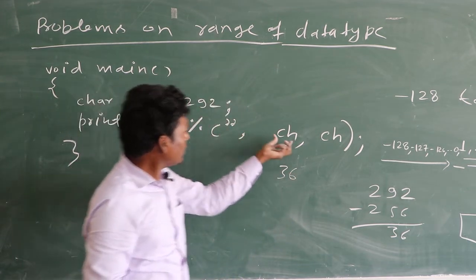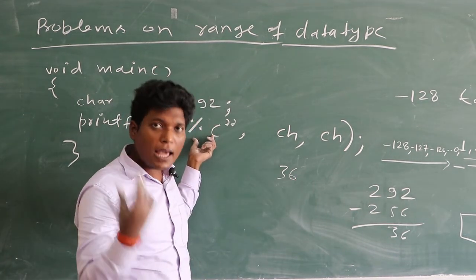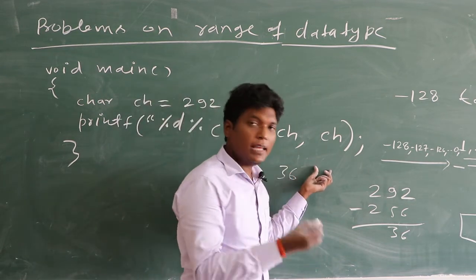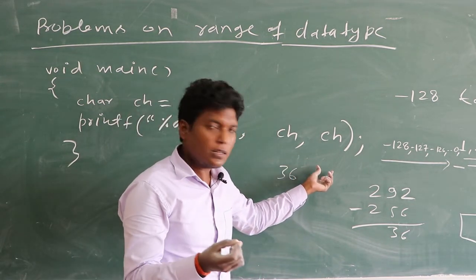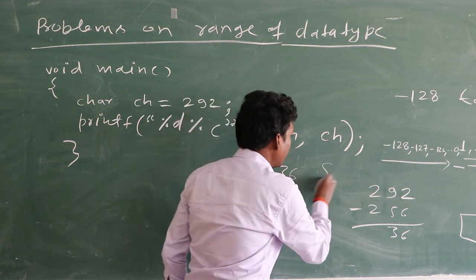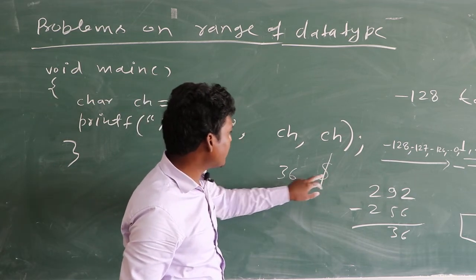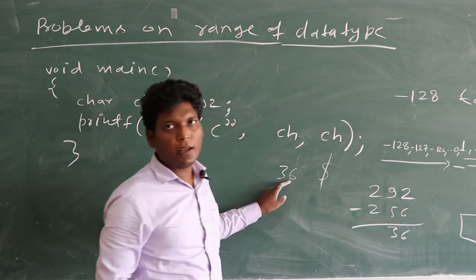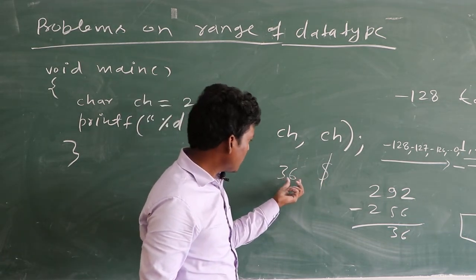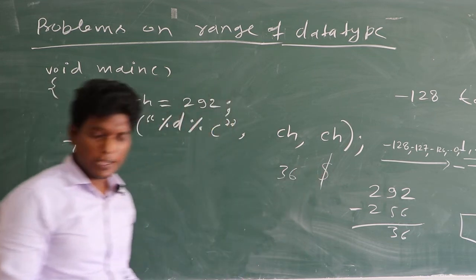So %d prints this CH, that is 36, and %c prints the char constant, that is any character that is equivalent to the 36 ASCII value, that is dollar here. Dollar is the character corresponding to the 36 ASCII value. It is mapped. Dollar is mapped to 36. So the output will be 36 and dollar here.